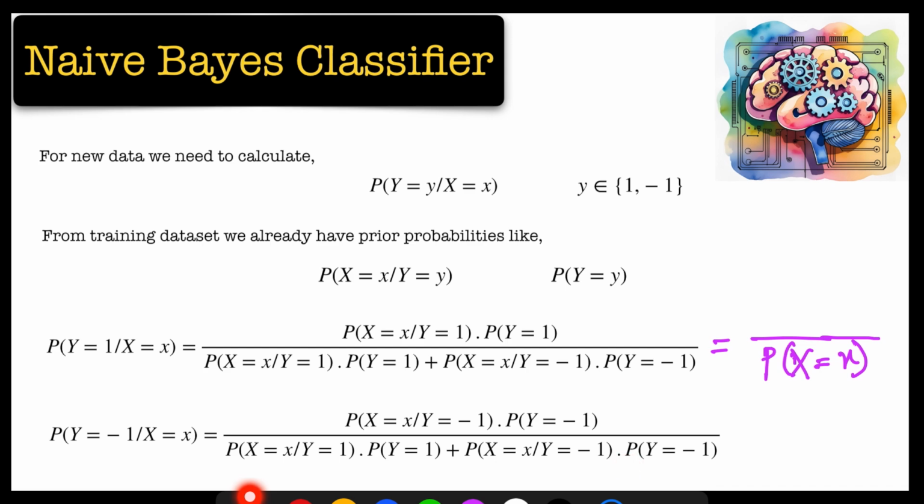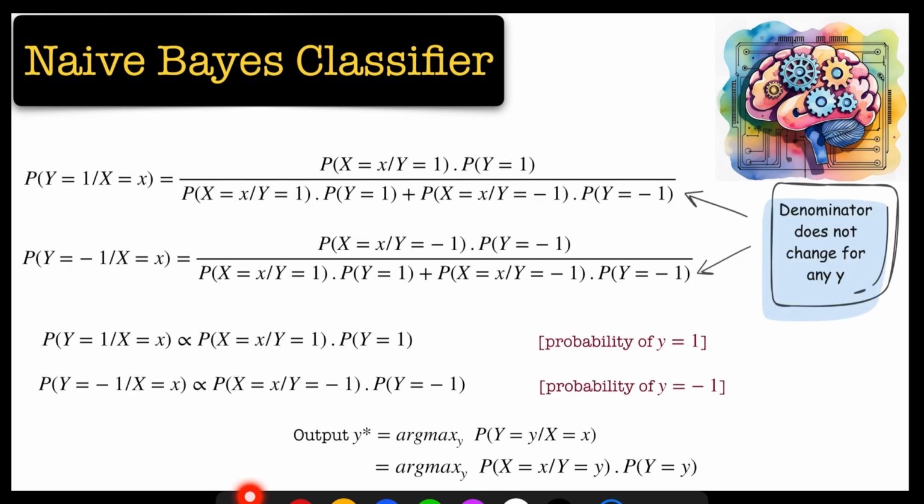This thing and this thing are the same. The denominator is the same: probability of input x given output 1 times probability of output 1, plus probability of input x given output -1 times probability of output -1. So we saw that this denominator part doesn't change here. It is basically probability of x. So this one is proportional to this numerator and this one is proportional to this numerator, because the denominator doesn't change. Now we have these two probabilities, and whichever is higher will be our output class.